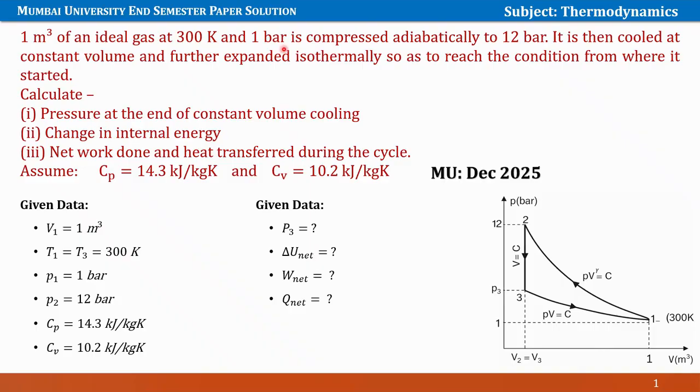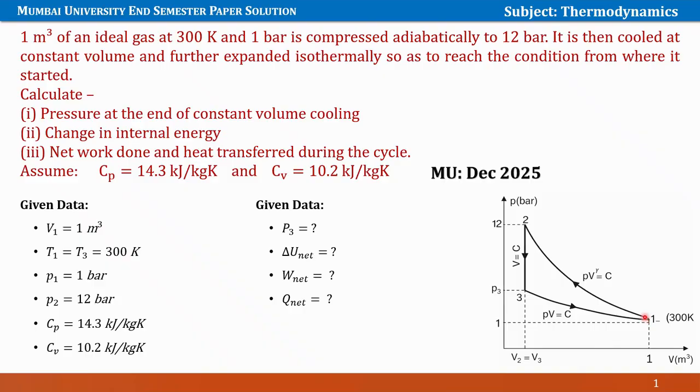So the processes given here are plotted on the PV diagram. This is the first condition, the 300 Kelvin temperature and 1 bar pressure. It is compressed adiabatically. This is the adiabatic compression process, which goes with the law PV raised to gamma equal to constant, up to the pressure 12 bar. Then it is cooled at constant volume. So this is the constant volume cooling up to point 3, and further it is expanded isothermally. So this is the isothermal process reaching the original condition, that is point 1.